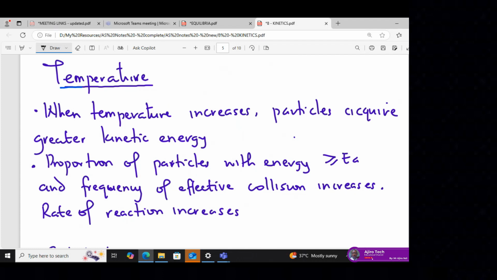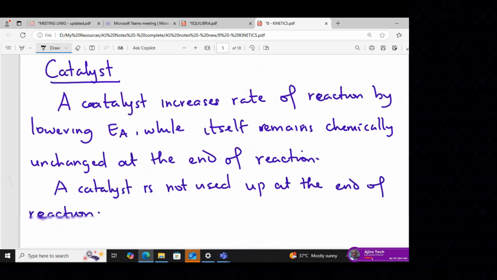Three things you can say. Number one, they gain more kinetic energy. The molecules whose energy is greater than EA will increase. There will be more effective collisions and there will be higher rate of reaction. They acquire greater kinetic energy. Molecules with energy greater than EA will increase. The frequency of effective collision also increases. Is that okay?